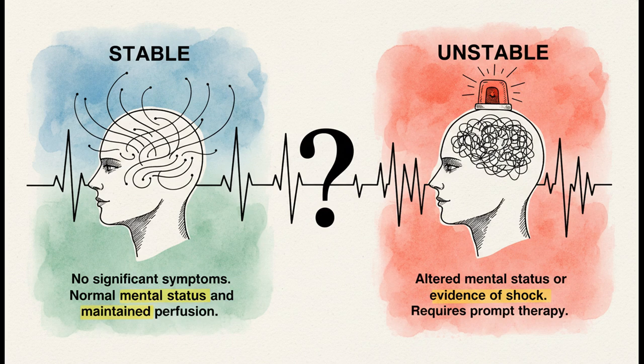Think of it like two completely different paths. On one path, the stable patient. They're alert, they're perfusing just fine. But on the other path, the unstable patient. They're confused, maybe showing signs of shock. And which path you take, well, it changes everything.